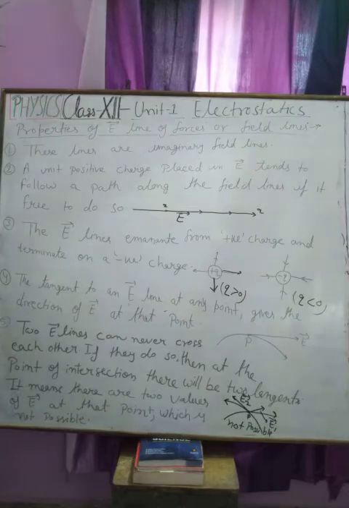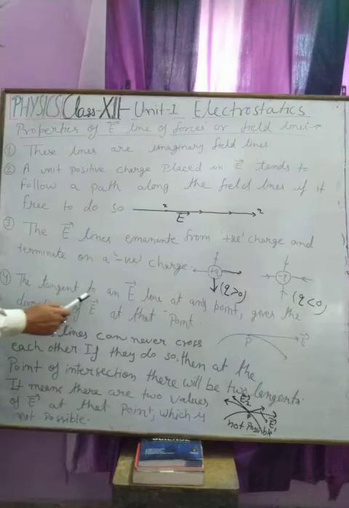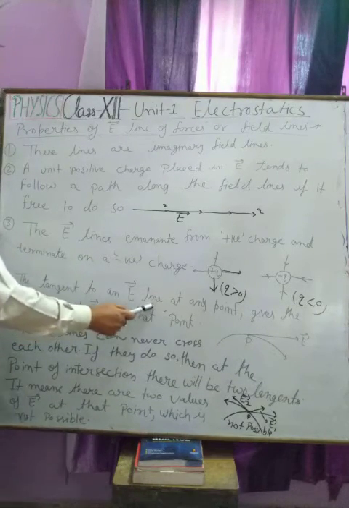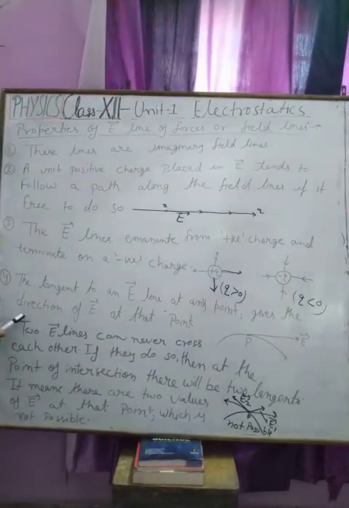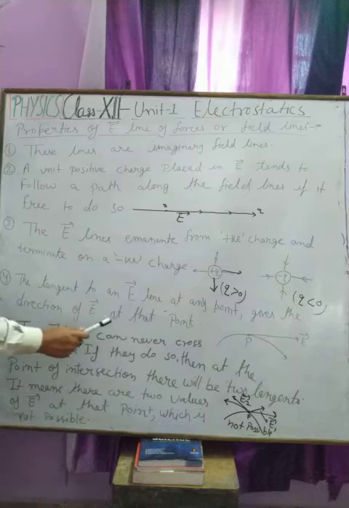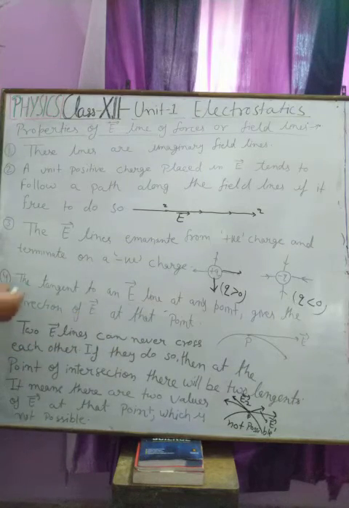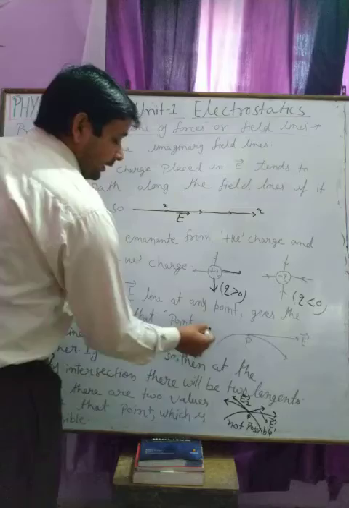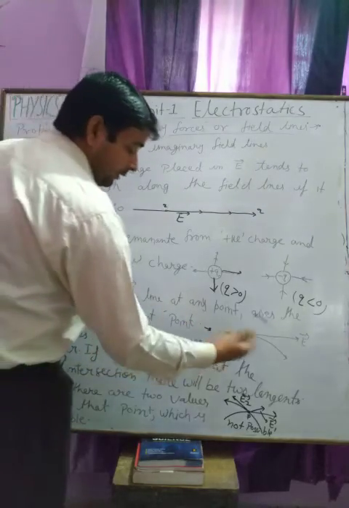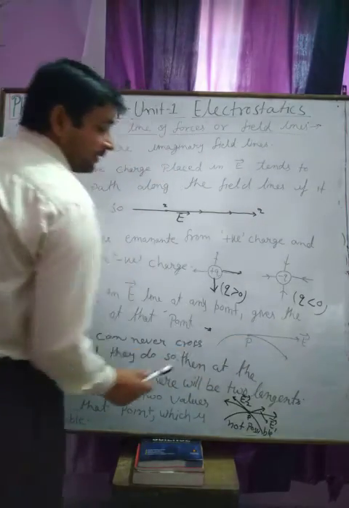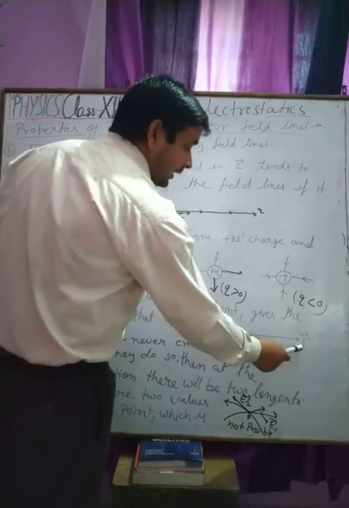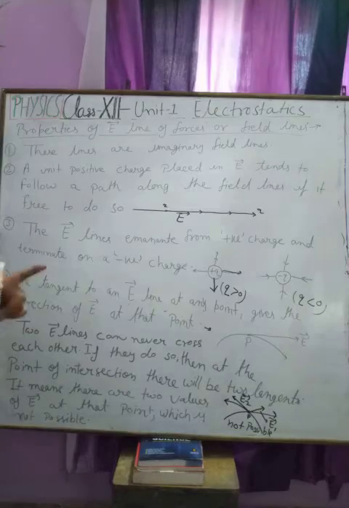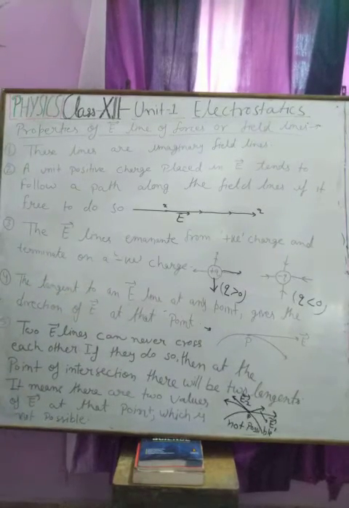Next is the tangent to an electric field line at any point gives the direction of electric field at that point. It is also shown by the figure. We have an electric field line, this, and when we draw the tangent at the point P, we get the direction of the electric field.